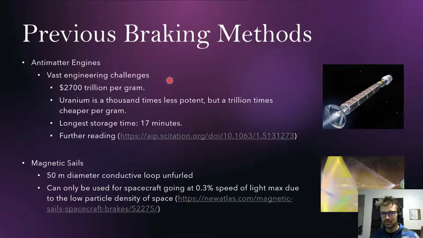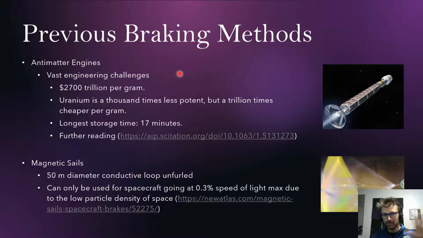So this is the first idea: if you want to use antimatter engines, that is a potential application. The problem is, okay, how much does a gram of antimatter cost? It is currently, as you can see here, $2,700 trillion per gram.